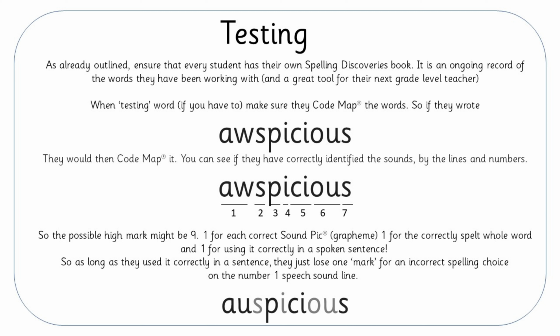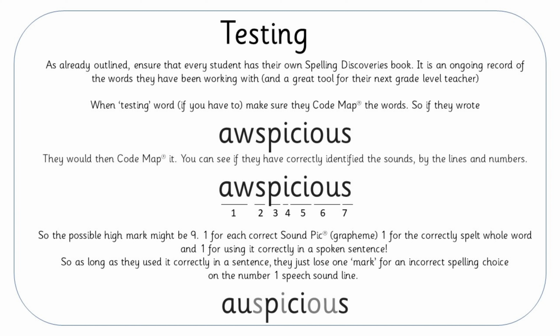So if you were going to check spelling on a Friday, let's say, of the children's individual words, the words that the child is focused on because perhaps they spelt them incorrectly in their writing, then I want you to think of it as the parts. They need to tell you what the word means, they need to have the right speech sound lines and numbers, and they need to have the right sound picks. So if you want to give them a mark, it might be a mark for telling you what it is, putting it in a sentence, a mark for getting the whole word right, and a mark for every sound pick in the word.